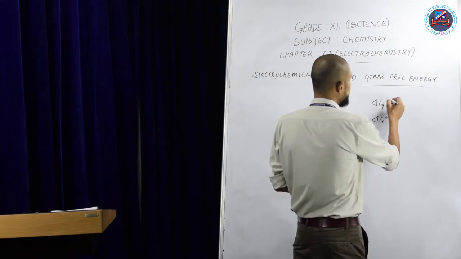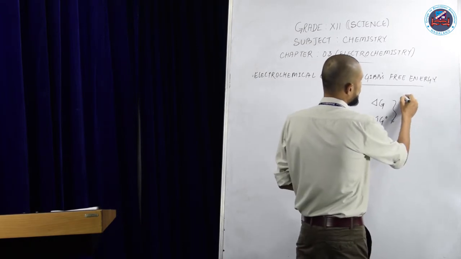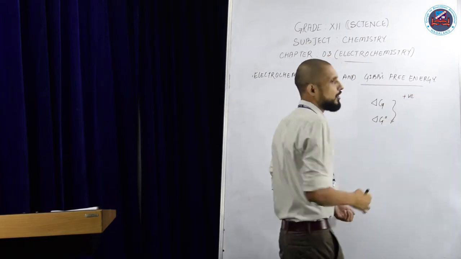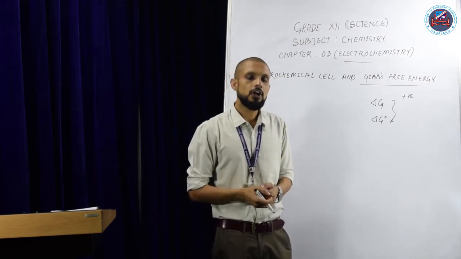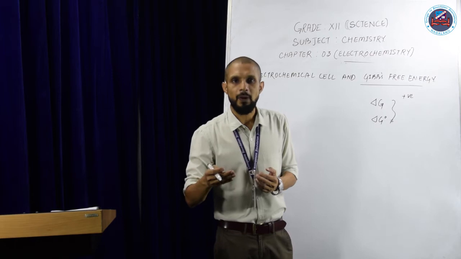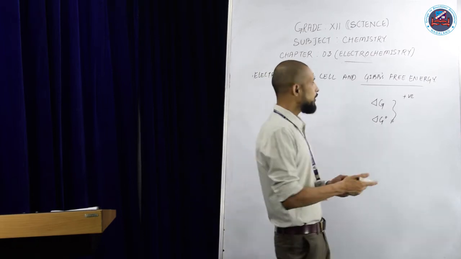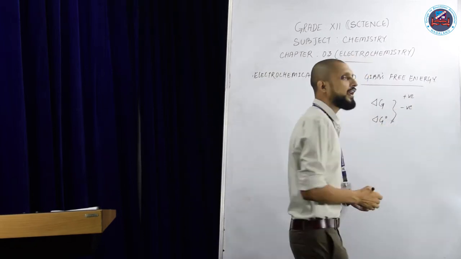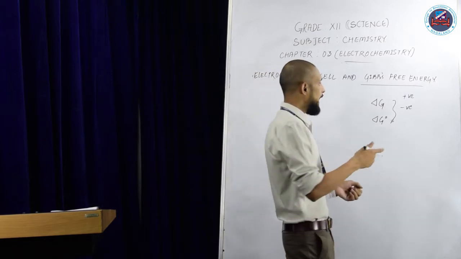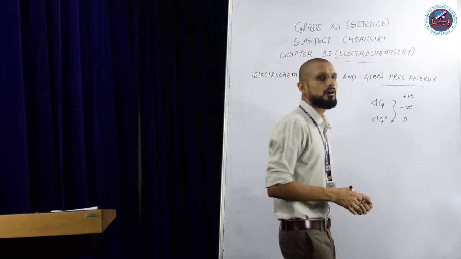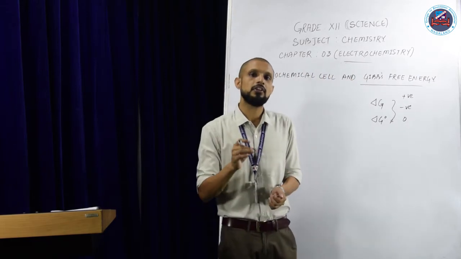If delta G or delta G naught is positive, the reaction is non-spontaneous. That means the reaction will not take place by itself. If it is negative, the reaction is spontaneous. It will take place by itself. And if it is 0, then the reaction is in equilibrium.